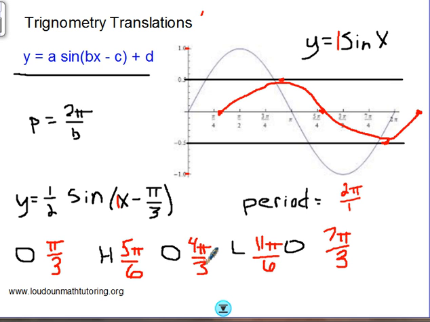Okay, keep practicing this. Some of these are pretty easy, and some of these can get very difficult, especially if you have all 4 of the coefficients to deal with.